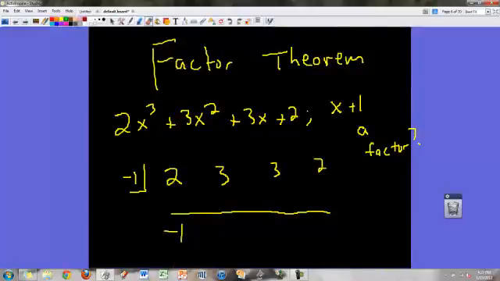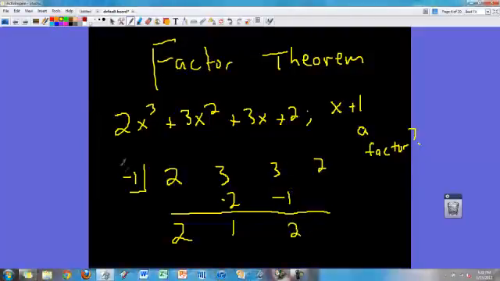Whoa, geez, wrong number. If you're taking notes, erase that right there. You, in the back, stop laughing. No one's perfect, except for me. Multiply, -1 times 2, -2. Add, +1. -1 times 1, -1. Add, +2. -1 times 2, add, -2. 2 plus -2, 0. Our remainder is 0, which means that yes, x plus 1 is a factor.